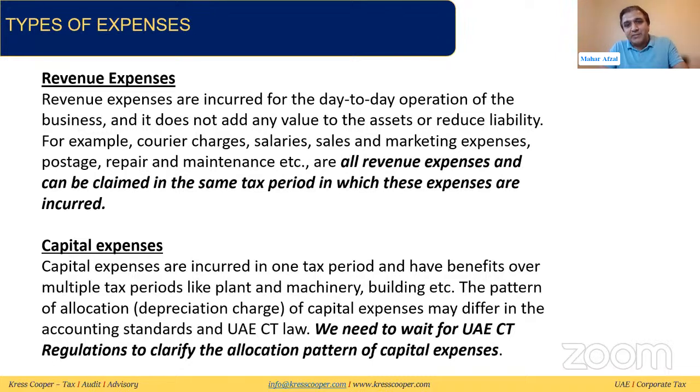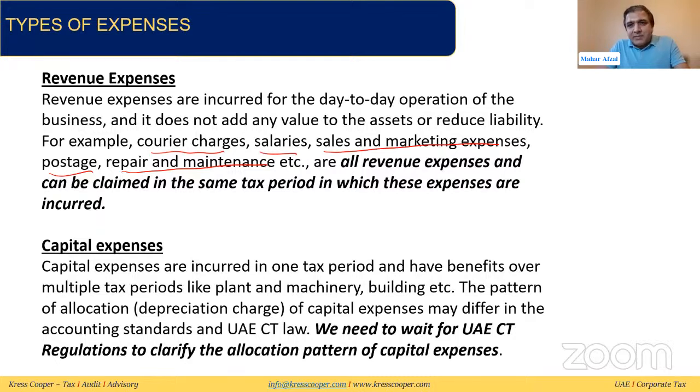These are basically expenses which are expensed out in the same tax period. For example, courier charges, salaries, sales and marketing expenses, postage, repair and maintenance: all these expenses are revenue in nature. And all revenue expenses can be claimed in the same tax period in which they are incurred. This is what we have discussed in article 28(1) of the UAE CT law.